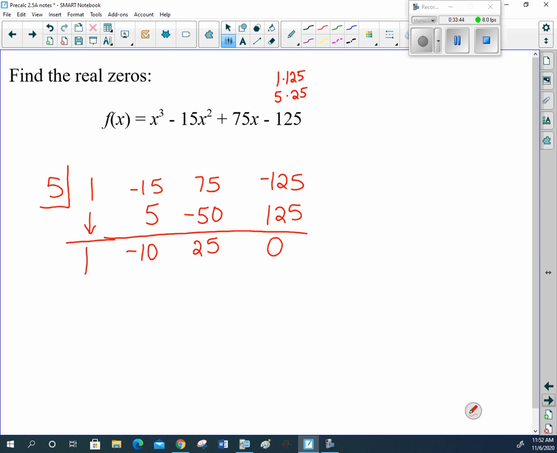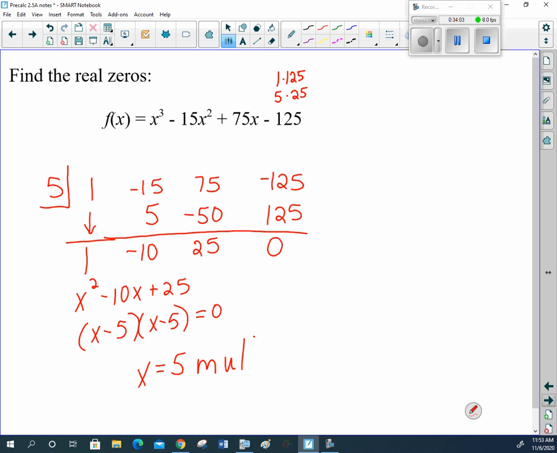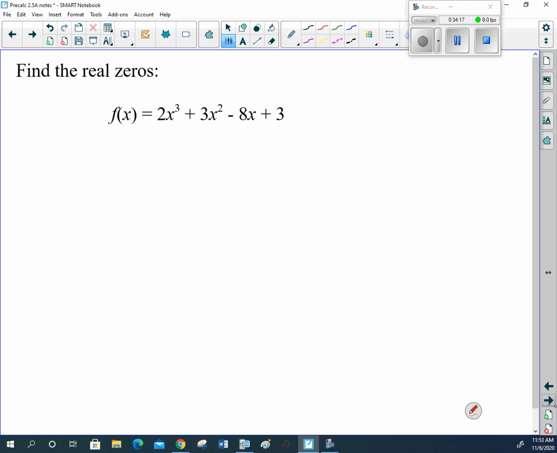Okay, so now you're to this point, guys. This is x squared minus 10x plus 25. So that one factors to x minus 5 times x minus 5. So it looks like to me that the answer is x equals 5 with a multiplicity of what? Not 2, it's 3, right? We got to have all of our zeros, and it looks like it's 5 being repeated 3 times. Okay. You guys want to try that one by yourself? See what you come up with. Find the real zeros and see what you come up with.